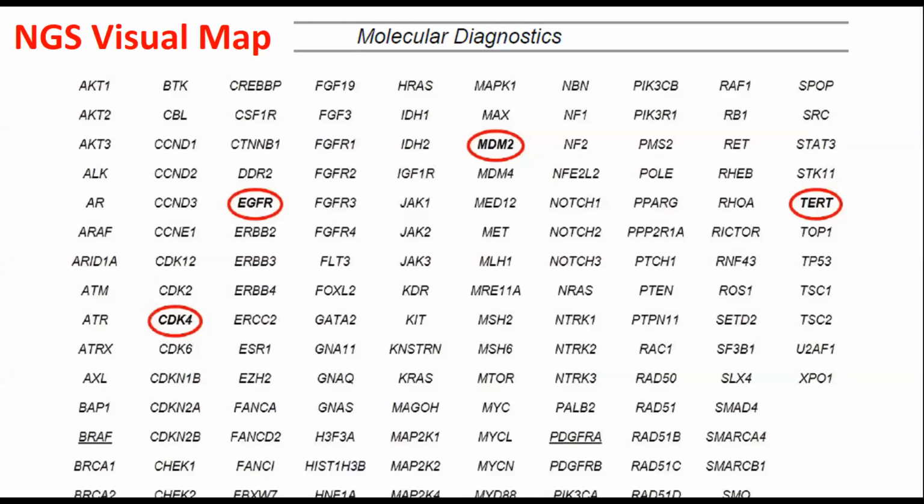Another pattern. This is the next generation sequencing visual map. This is Oncomine V3. This is the platform that we use at MD Anderson Cancer Center. It's not just a list of alterations. It's very visual, and it's fantastic if you are a pathologist or a radiologist, a diagnostic imager, because we recognize patterns.